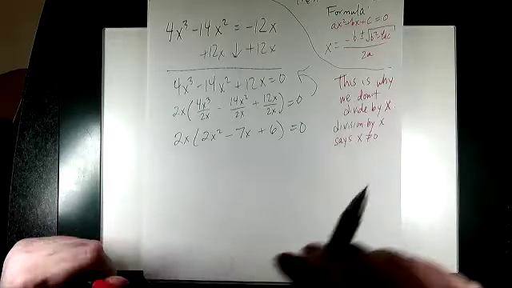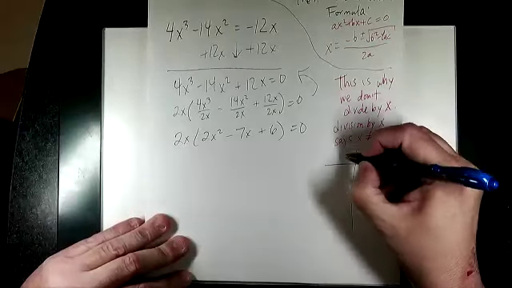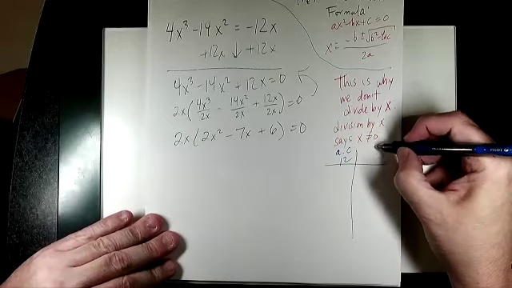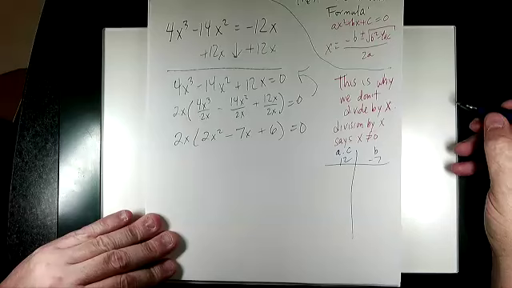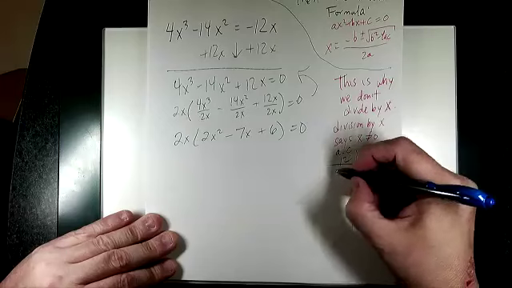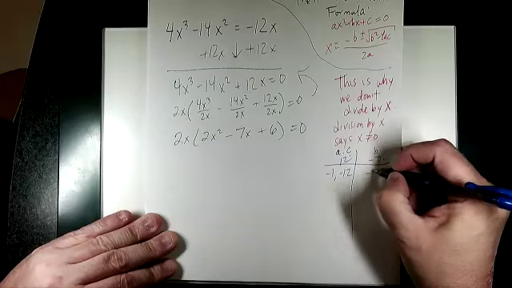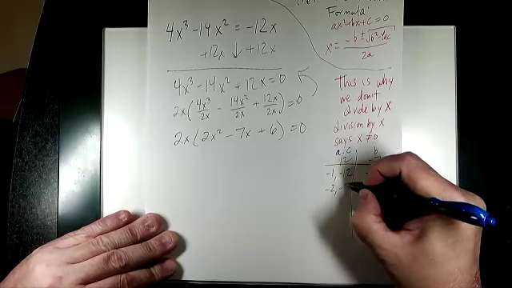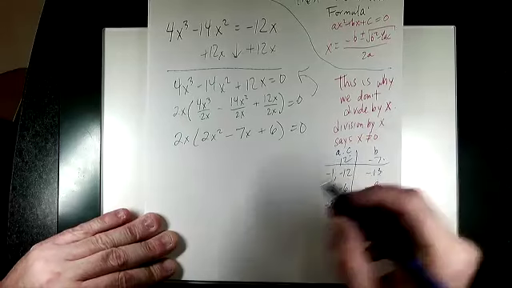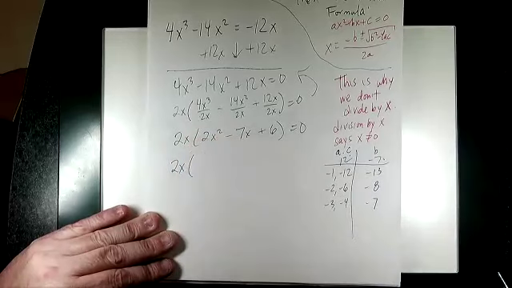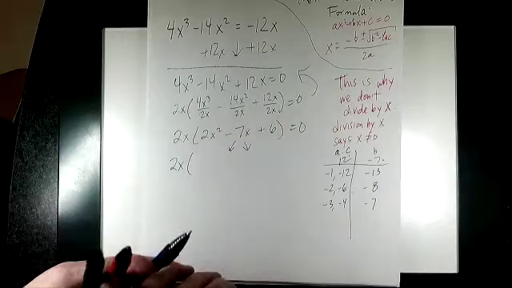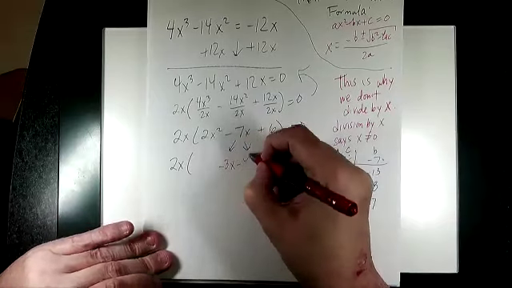Let's do that A times C thing. A times C is 2 times 6 is 12, and B is -7. To get a negative number when adding and a positive when multiplying, they both need to be negative. -2 and -6 would get me -8, -3 and -4 would get me -7. I'm gonna leave the 2x there and split -7x into -3x and -4x.